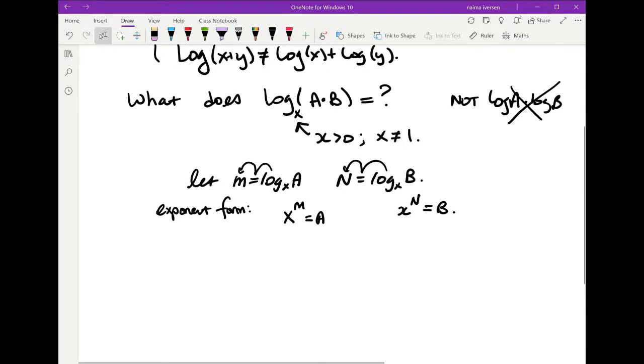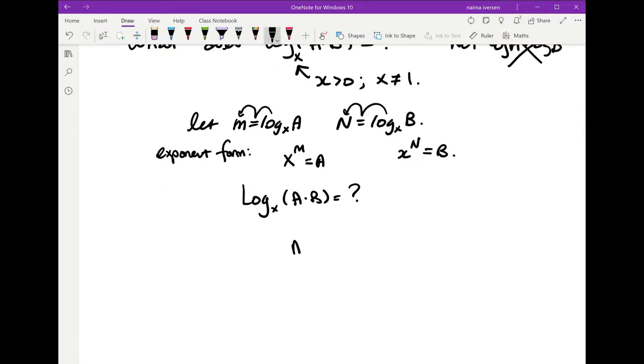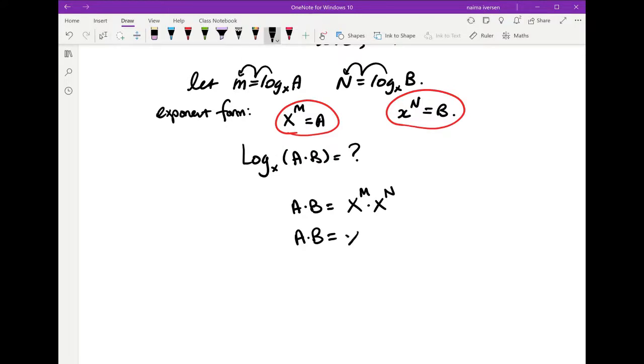The reason I'm doing that is because if I wanted to figure out what log base x of a times b is equal to, I'm going to start off by figuring out what a times b is equal to. If I look up here, I've got a right here and I've got b right here. So a times b is going to be x to the power of m times x to the power of n. Using our exponent laws, remembering logs are exponents, we get x to the power of m plus n. When we're multiplying, we add our exponents.